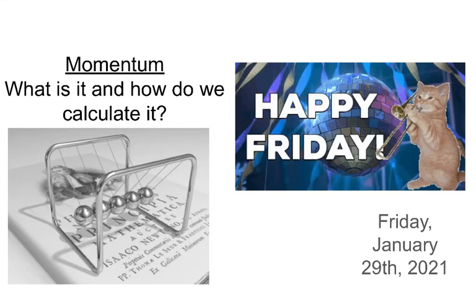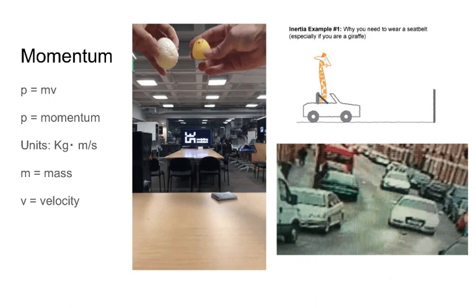All right, we're going to continue on with momentum and add a little bit to it. Just to remind you about what momentum is: it's the measure of the motion of an object. The object must be moving to have some momentum. We calculated it by taking the mass times the velocity. So that was our equation for momentum.